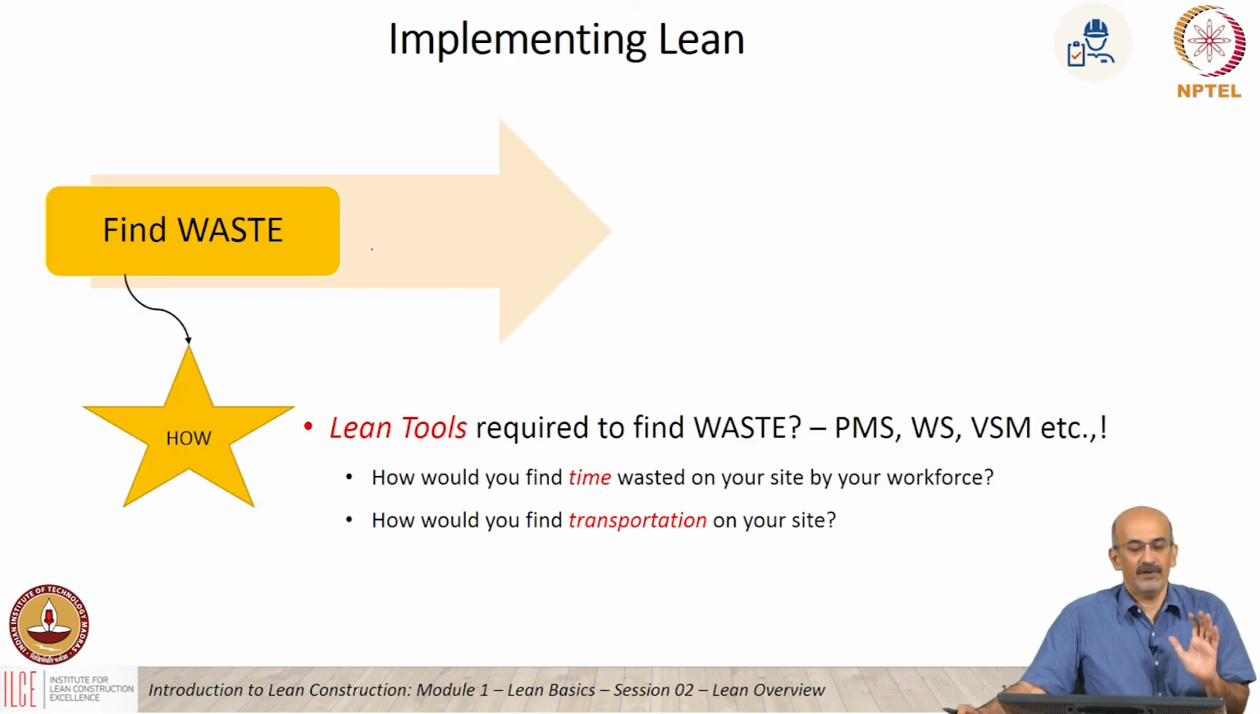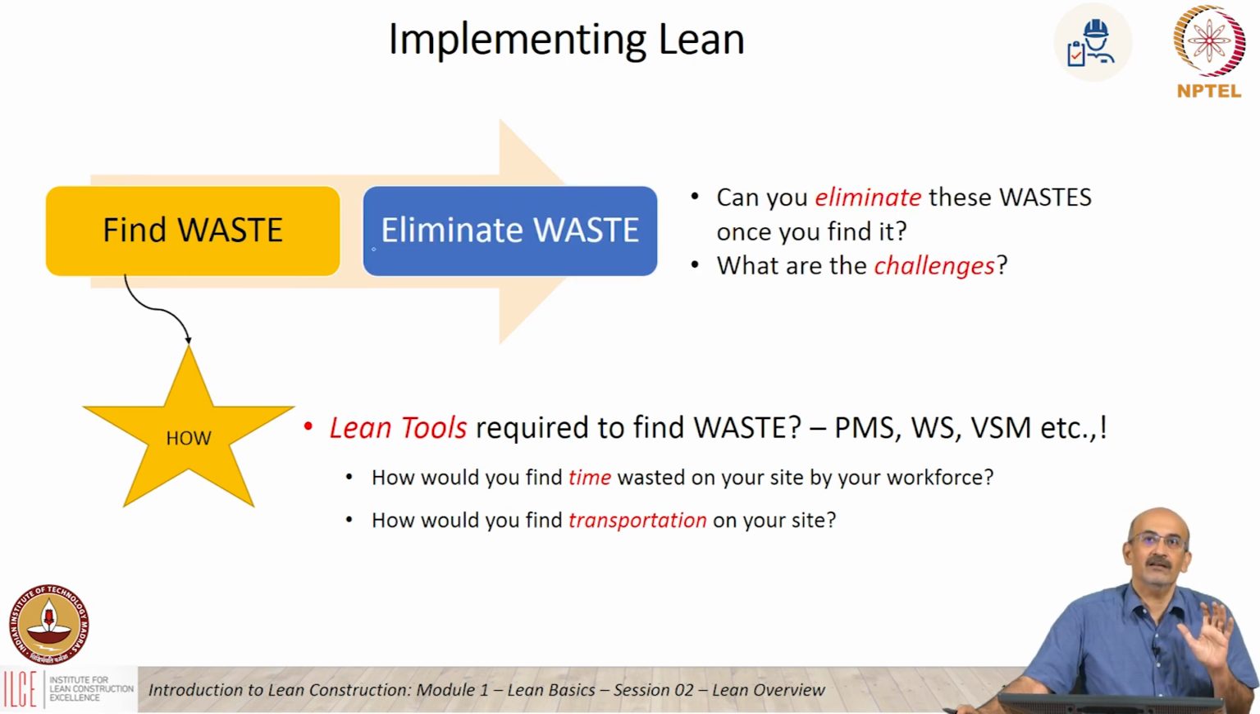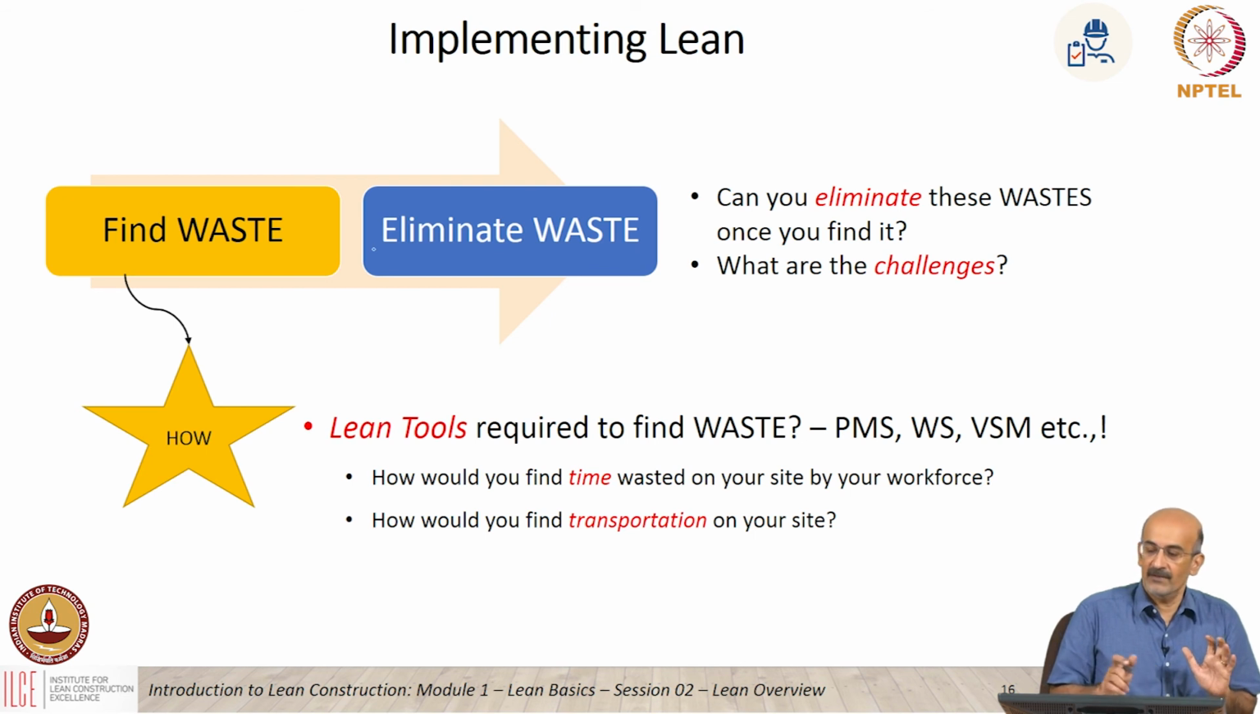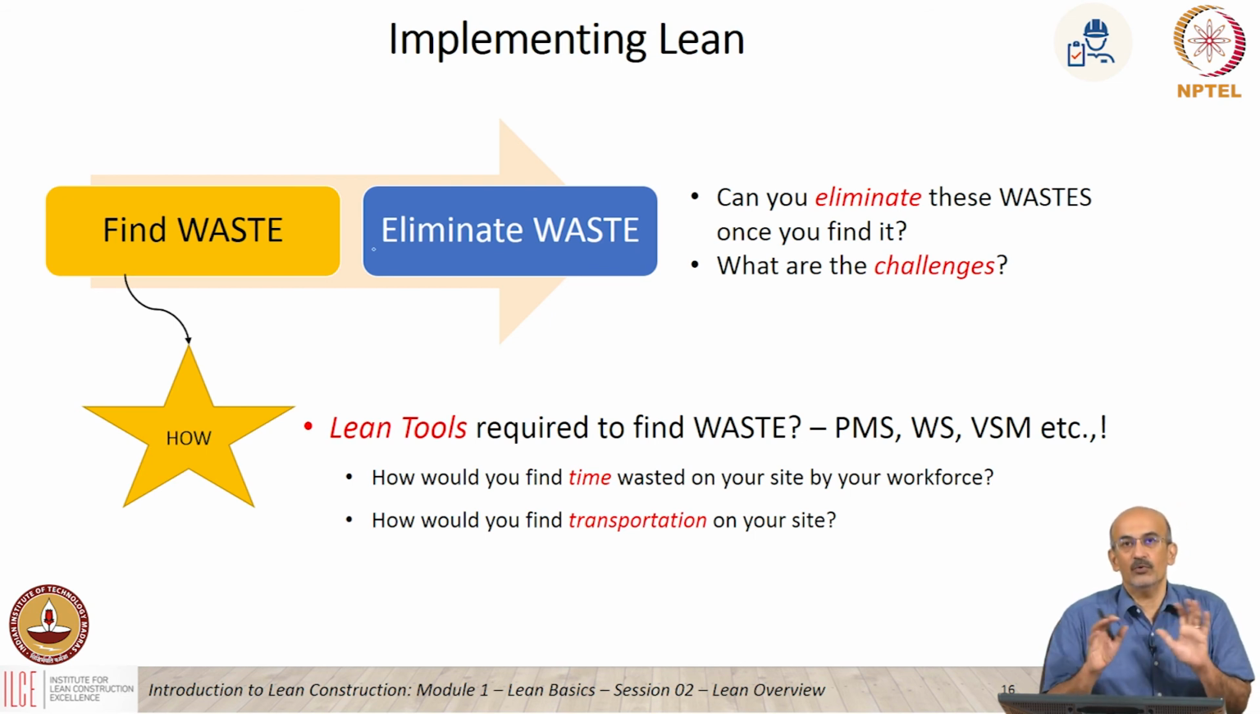Now, when we look at implementing lean, to put it very simply, it is to find waste and eliminate it. And how do you identify waste? We can look at different types of lean tools which can be used to identify waste and then discuss, collaborate and eliminate the same. So if you put it in a very, very simple form, this is the kind of approach we would like to take at a very basic level.